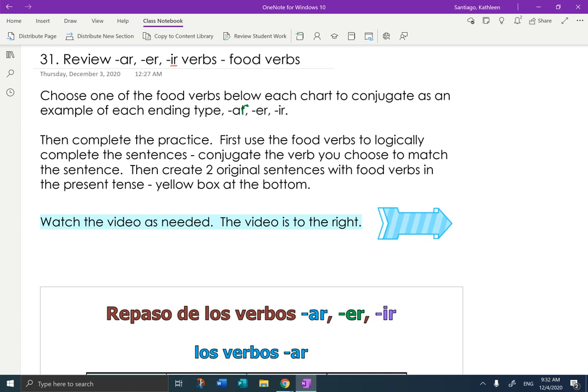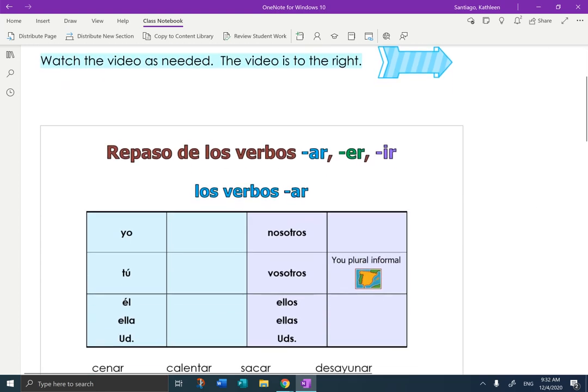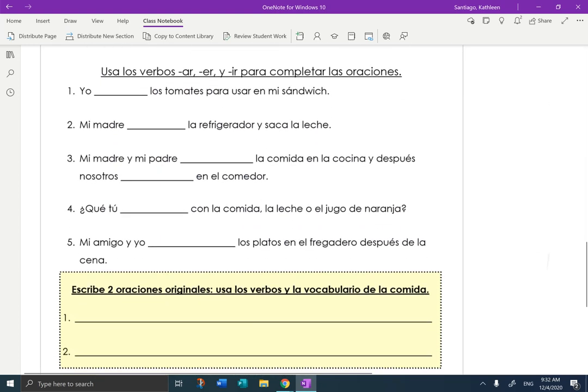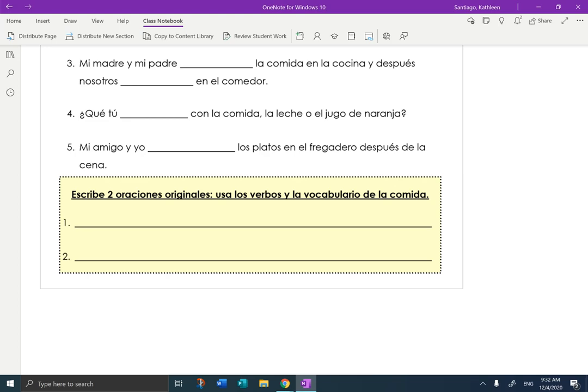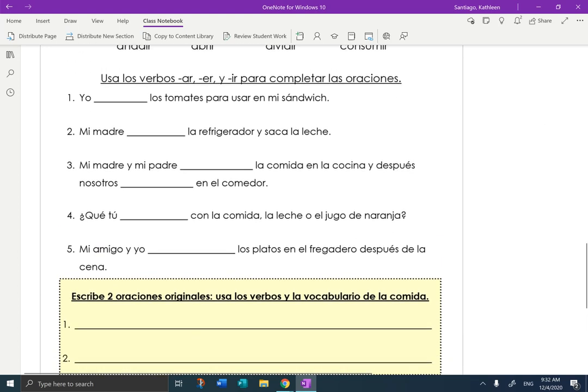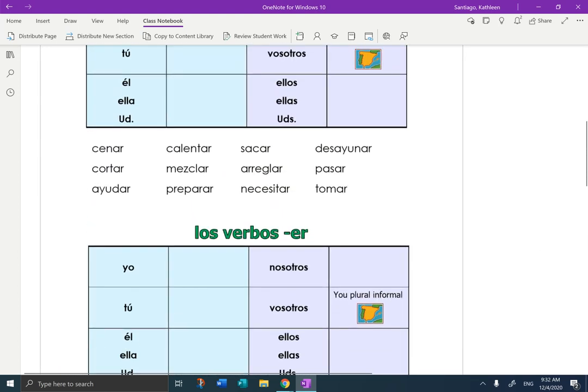There is a yellow box at the bottom that you have to do. So I'm scrolling down so you can see. Those are the two originals, and then there are 5 practice sentences. Okay, let's get started.